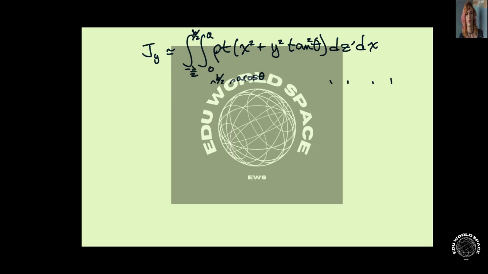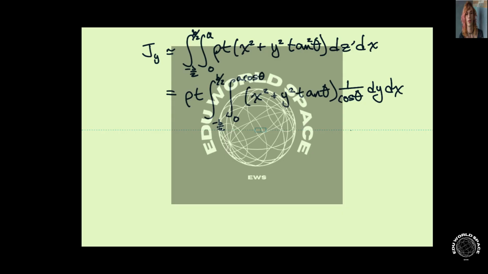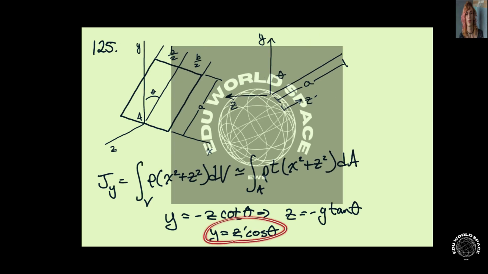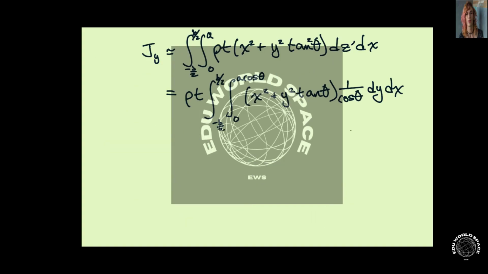Now, we want to convert z. We have this as a function of x and y, but we know the relationship between z prime and y. So dy equals dz prime cosine of theta. So dz prime is dy divided by cosine of theta.